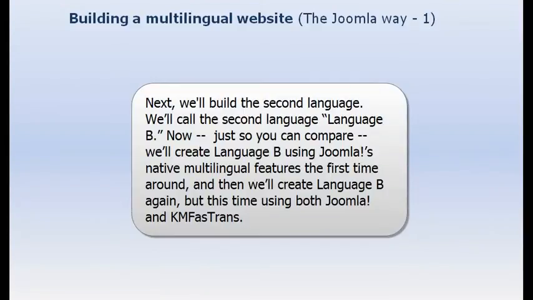Next, we'll build the second language. We'll call the second language Language B. Now, just so you can compare, we'll create Language B using Joomla's native multilingual features the first time around, and then we'll create Language B again, but this time using both Joomla and KMFasTrans.